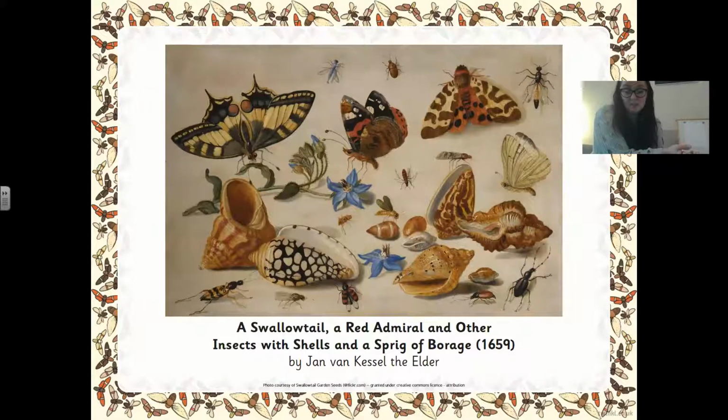Another piece, this is a beautiful piece. It shows lots of insects, but it also shows you different shells. Now, are they seashells? Are they shells that you'd get from insects? Who knows? So this one's called a swallowtail, a red admiral, and other insects with shells and a sprig of borage. So how exciting, this one's very, very detailed, isn't it? Have a good look at it. What different creatures and insects can you see? There's lots and lots of beautiful patterns all on there.